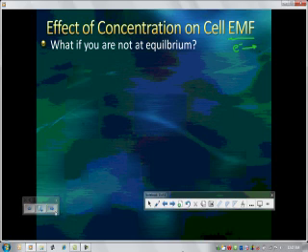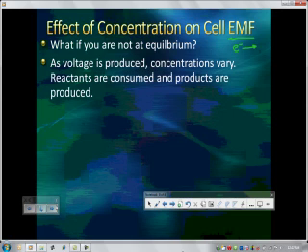And here's the tough question. Suppose that you're not in equilibrium. Can we use K if we're not in equilibrium? What happens? No, we sure can. So as the voltage is produced, then we're going to be consuming the reactants and producing the products, and that means your concentration isn't going to stay the same the whole entire time.